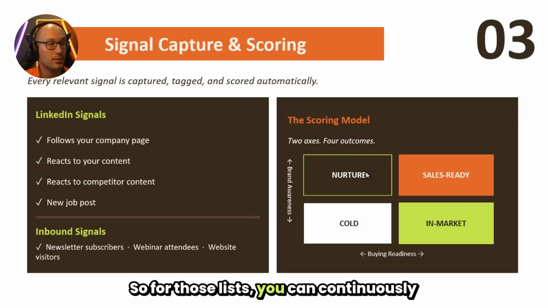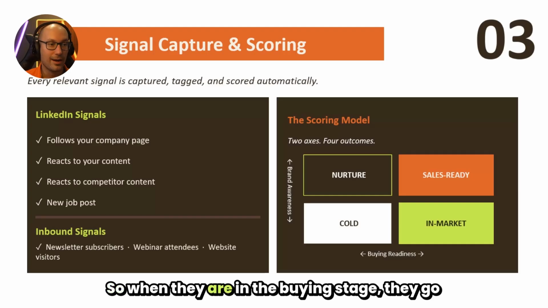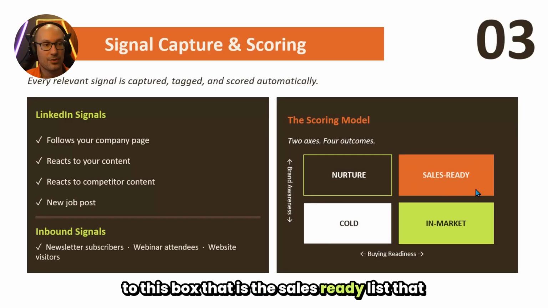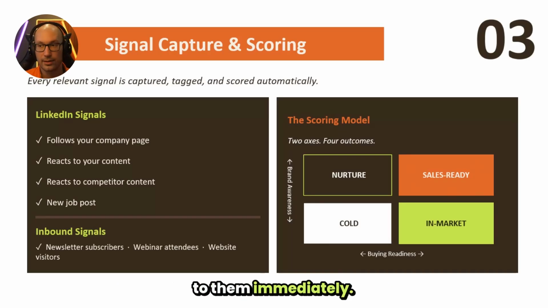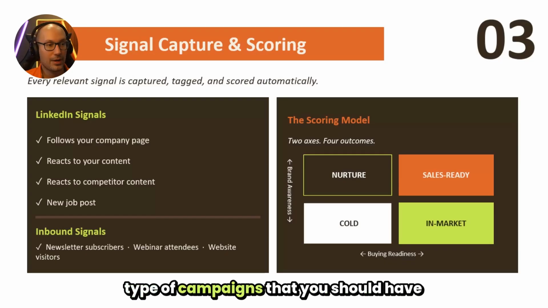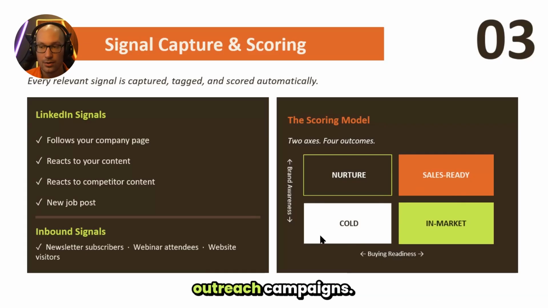For those leads, you can continuously nurture them. When they are in the buying stage, they go to this box, the sales-ready leads, where you should alert your sales team to reach out to them immediately. Those are the 4 types of campaigns that you should have running. Most companies are just running cold outreach campaigns.